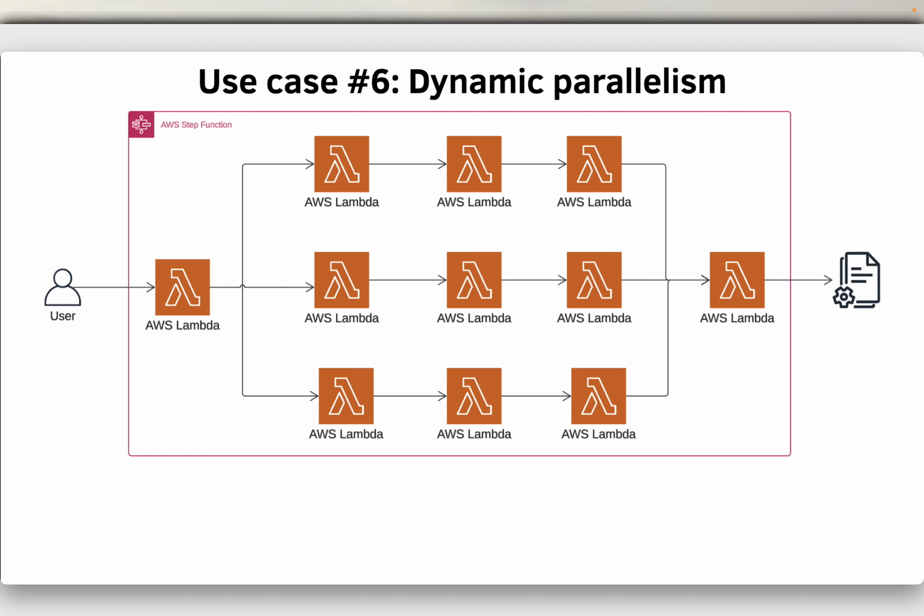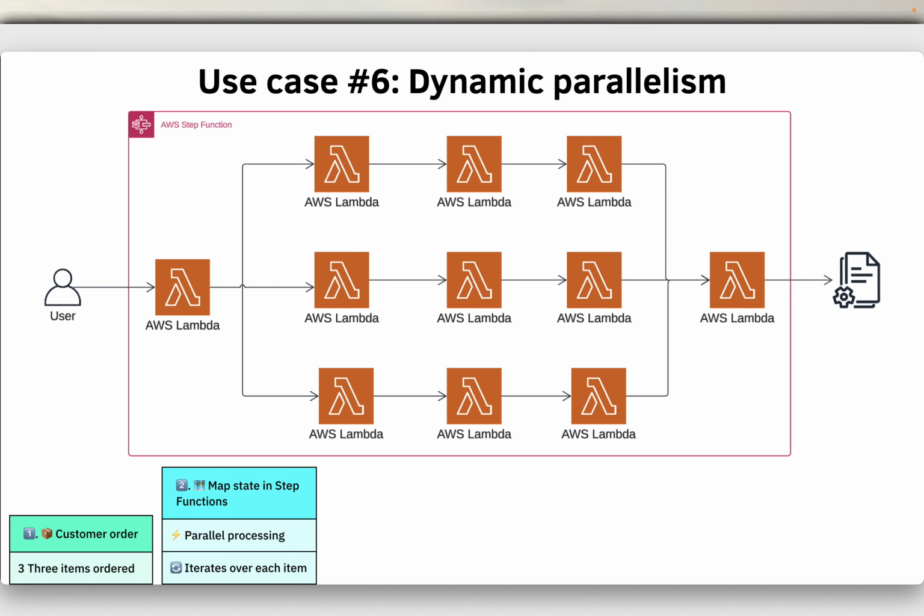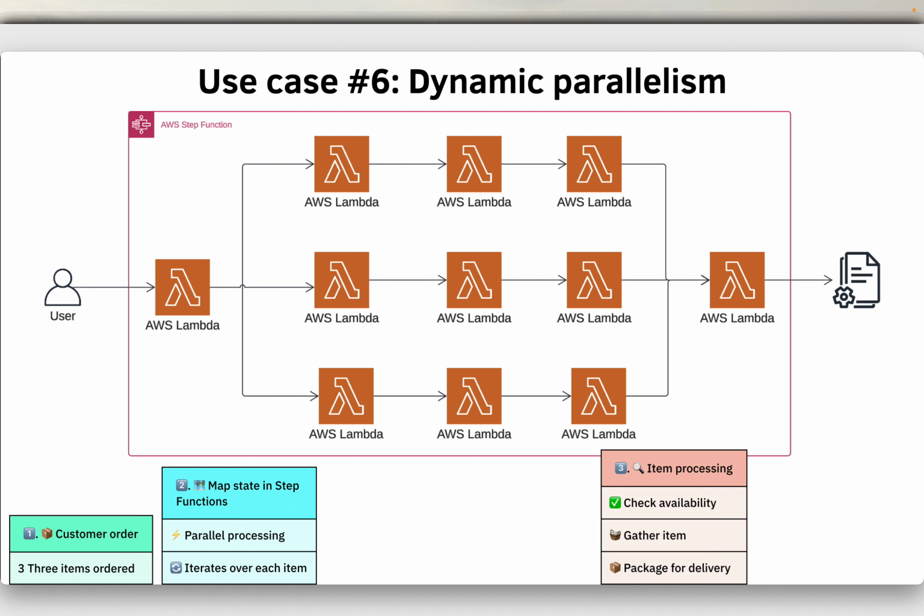Next use case is dynamic parallelism. So in this scenario, a customer places an order for 3 items, initiating the order processing workflow. Step Functions uses a map state to process each item in parallel, leveraging Lambda functions for efficient handling. For each item, the workflow checks availability, gathers the item and packages it for delivery.